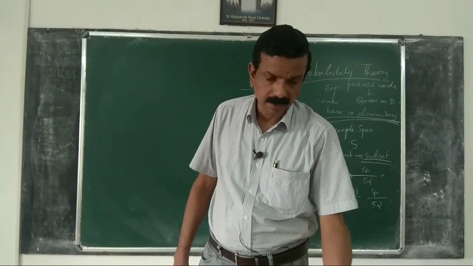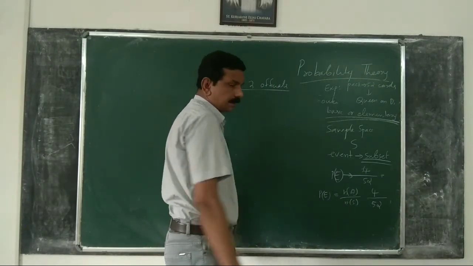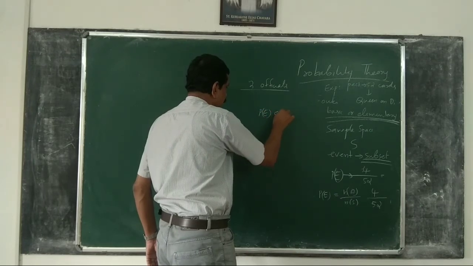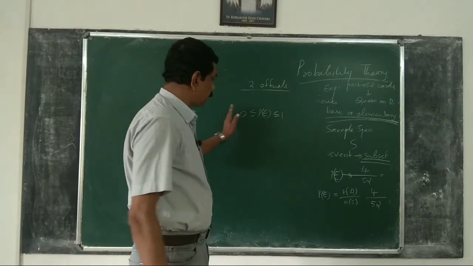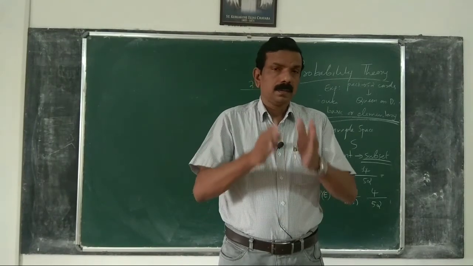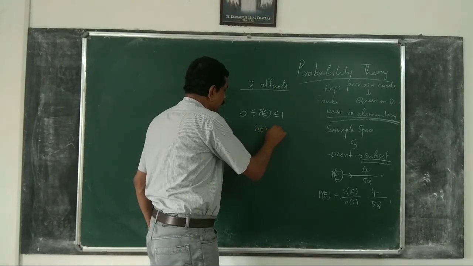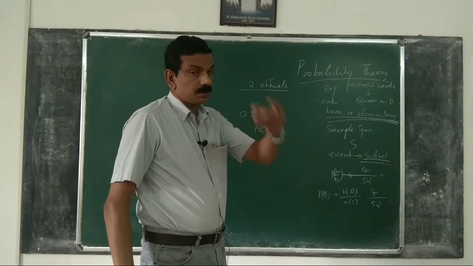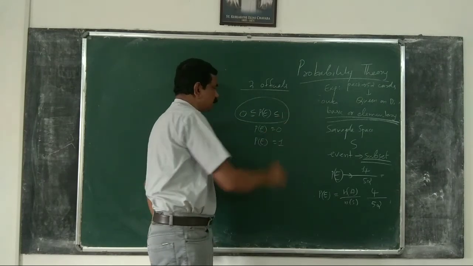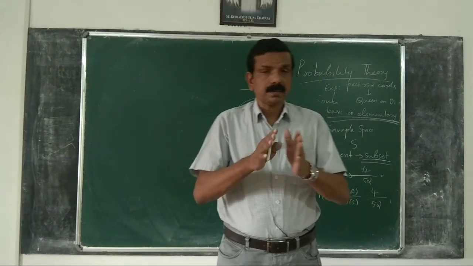Now, having defined what probability is, we have to consider 3 properties of probability. One is that the probability of any event is between 0 and 1. The probability always lies between 0 and 1. If an event will not occur, its probability is 0. And if an event is sure to occur, then the probability is equal to 1. So the range of values of probability is 0 to 1. 0 means the event will not occur. 1 means the event will occur.